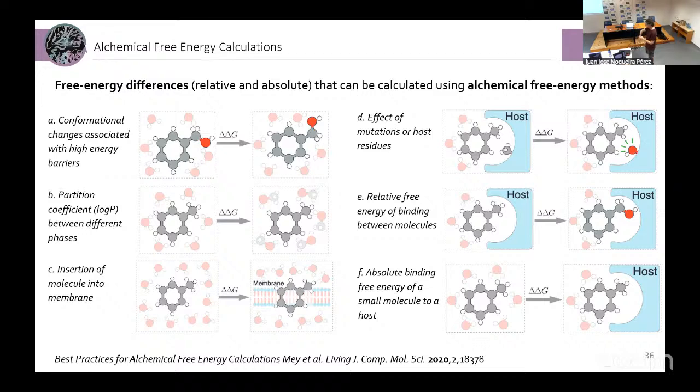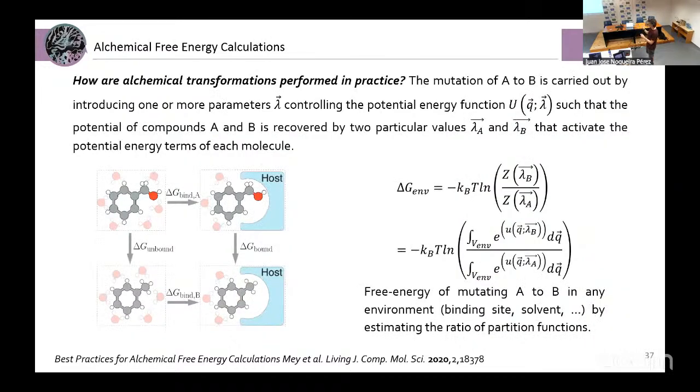Okay, so I think that with this we can finish. Basically, what we are going to do this evening, in the first 5 or 10 minutes of the exercise, is discuss how these alchemical transformations are performed in practice. The idea is that we define these lambda parameters that will allow us to transform one molecule into the other by switching off the potential energy of one molecule and making the potential energy of the other molecule appear. This should be done quite accurately.